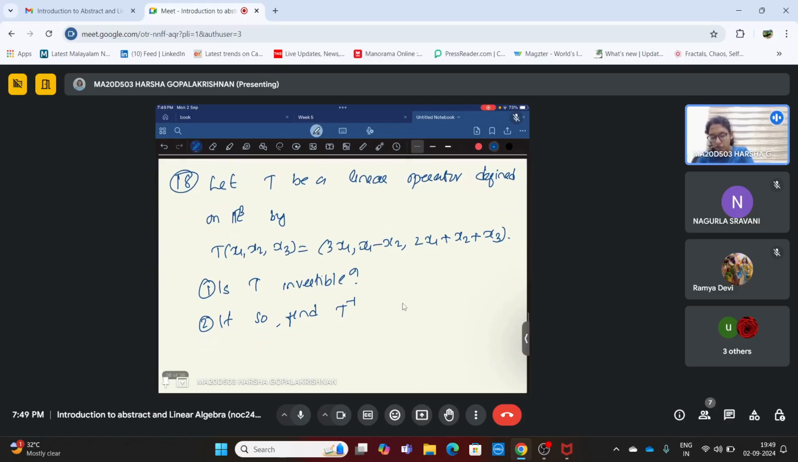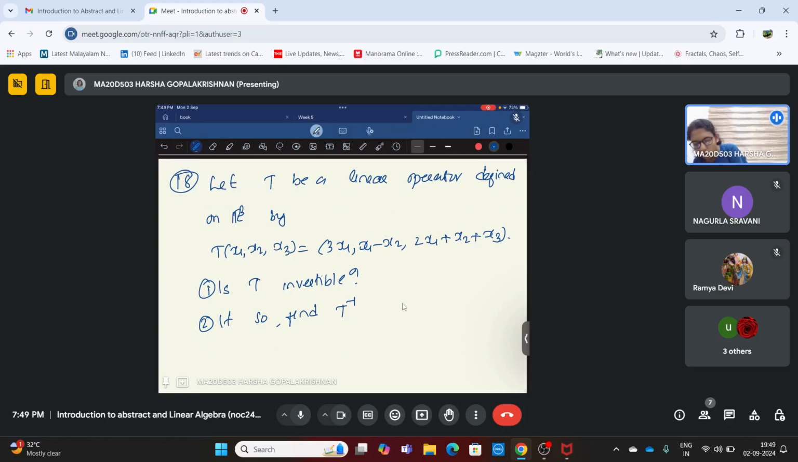Okay, we will do one more question here and then we can stop, I think. So we have already seen if it is a bijection, we will have an inverse, right? Here the question is T of x1, x2, x3 equal to 3x1, x1 minus x2, 2x1 plus x2 plus x3. So first we need to check whether it is a bijection. Given it is a linear operator.